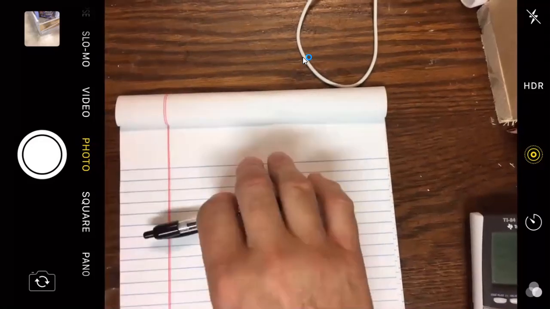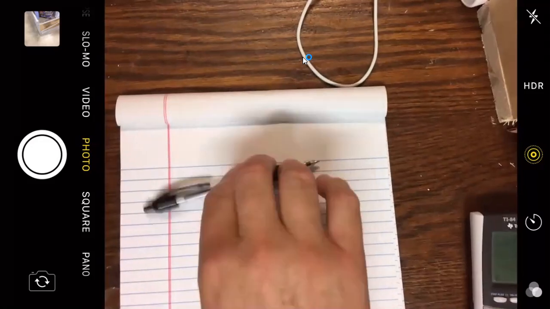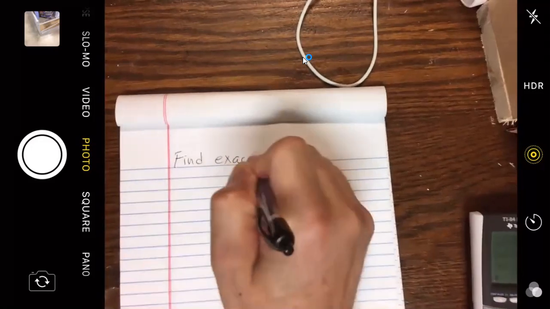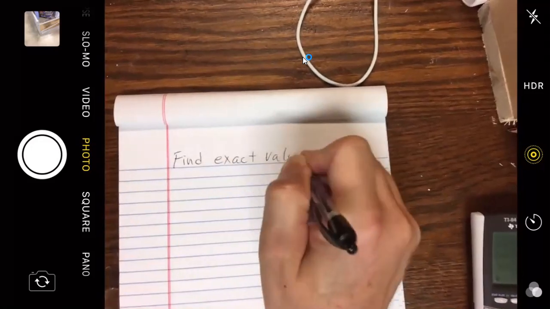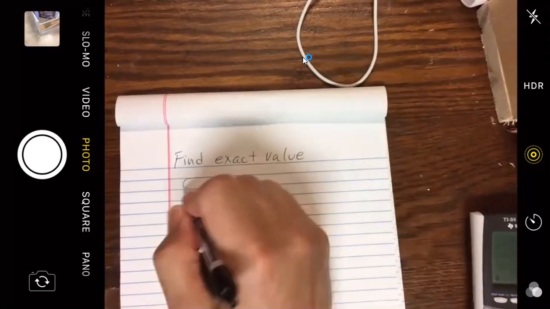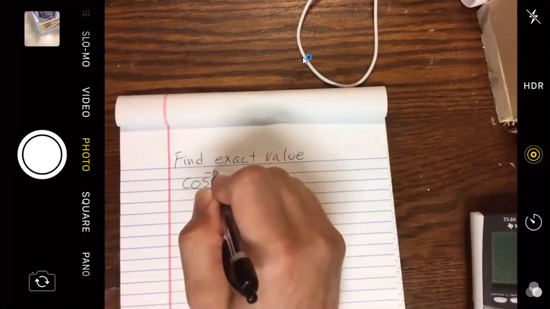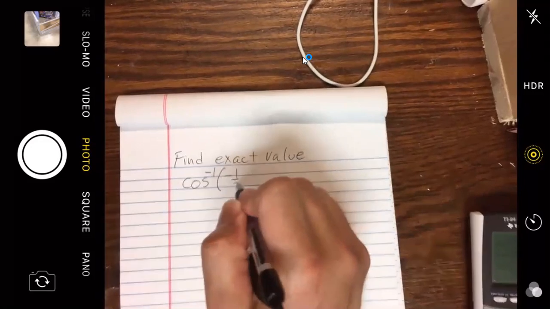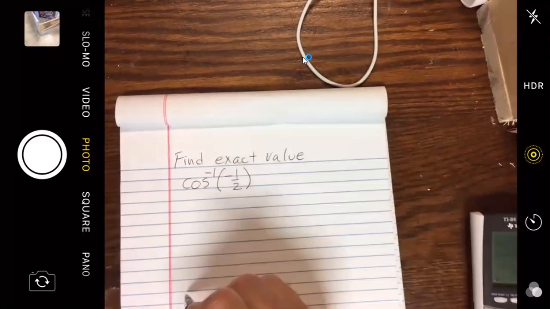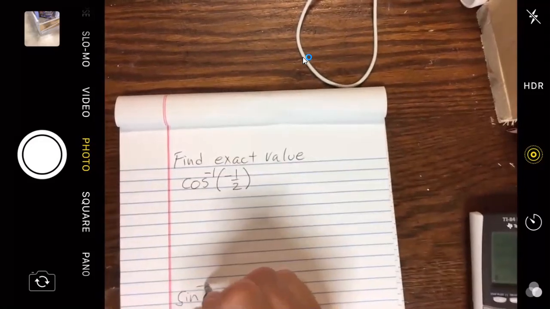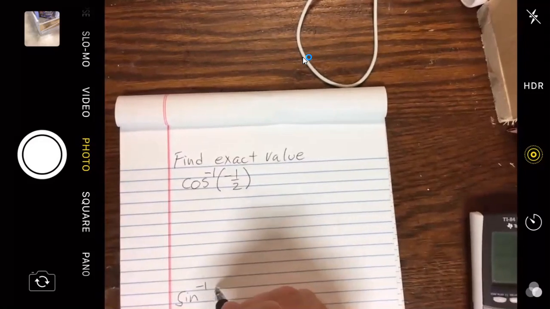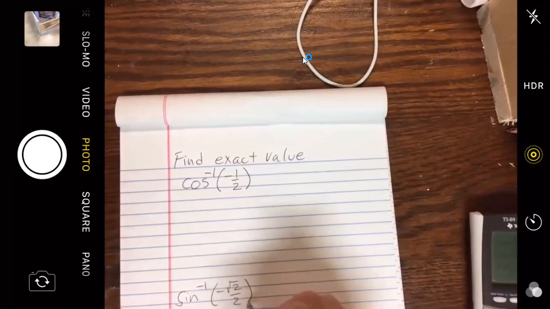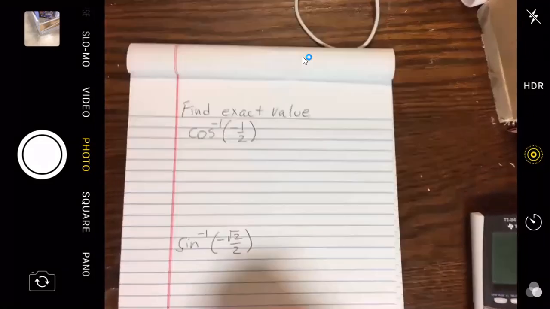For this one, it says find the exact value of each expression. There's 3 expressions. One of them is the inverse of cosine of -1/2. And then the other one is inverse of sine of -√2/2. And then the last one is inverse of tan of 1.